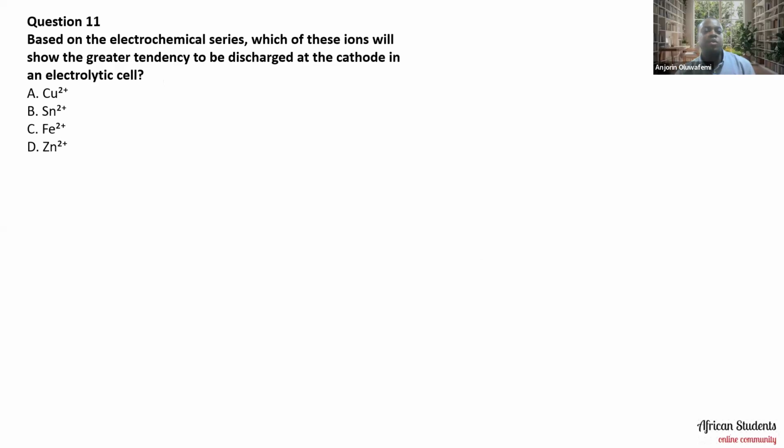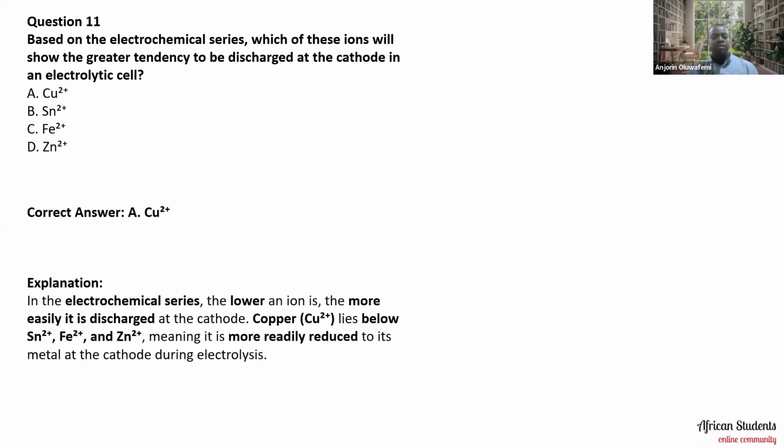Based on the electrochemical series, which of these ions will show the greater tendency to be discharged at the cathode in an electrolytic cell? Is it copper 2, tin 2, iron 2, or zinc 2? It's copper 2, and the reason is that in the electrochemical series, the lower an ion is, the more easily it is discharged at the cathode. Copper 2 ion lies below tin 2, iron 2 and zinc 2, meaning it is more readily reduced to its metal at the cathode during electrolysis.